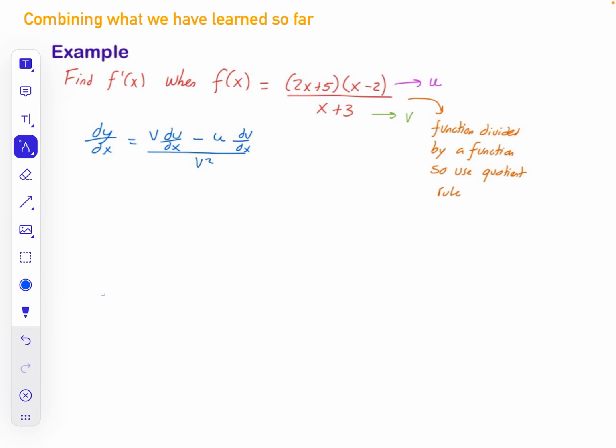A lot of the challenge with this question is actually your organisation. Okay, so find f dash x when f of x is equal to 2x plus 5 multiplied by x minus 2 all over x plus 3. Okay, so this is a quotient rule question, because we have division involved. So I have my quotient rule written out here. I would always say to write down the formula that you are using. So you have your quotient rule. So u is the top bit.